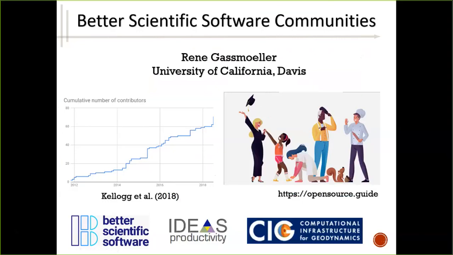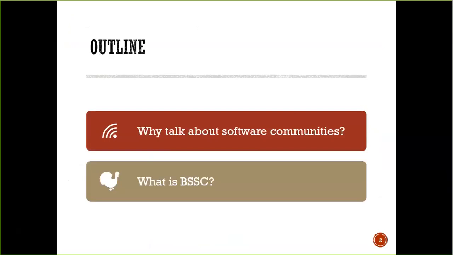Instead of the lengthy title that I gave to the webinar series, I tried to make it a bit more succinct on this slide. In this talk, I want to talk about better scientific software communities, finding and addressing social challenges in the evolution of software projects. And to give you a bit of a background about myself and my perspective on these questions, I will separate my talk into two different parts. First, I will talk about why we should talk about software communities and social challenges. And the second part is about what is BSSC, Better Scientific Software Communities.